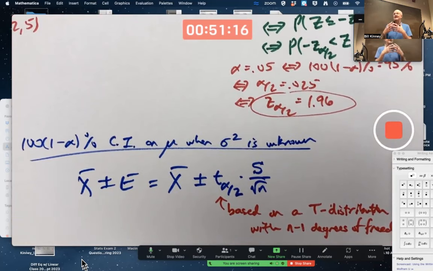Probability is before the fact. There's a 95% probability that the answer I get will contain mu. But after the fact, technically it's no longer a probability. There's no more randomness involved. You got an answer, either mu's in there or not.